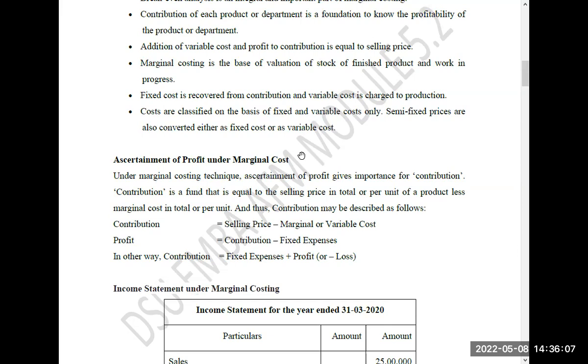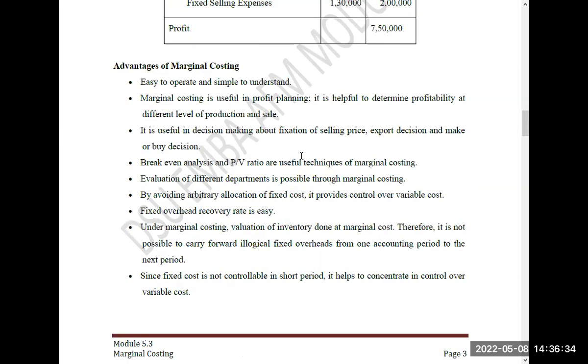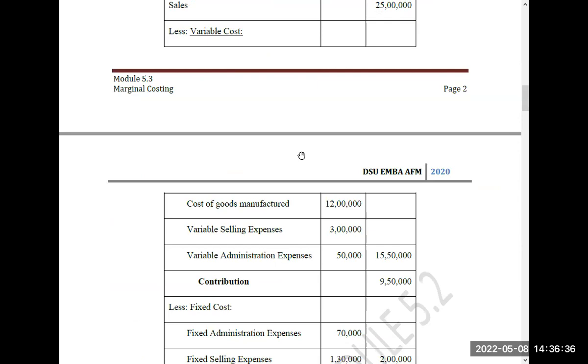If that is the case, can we say contribution is equal to fixed cost plus profit, or fixed cost minus loss? Can we say profit is equal to contribution minus fixed cost? At the same time, contribution can be equal to fixed cost plus profit. Look at the statement. Forget about the numbers there. Just look at the statement.